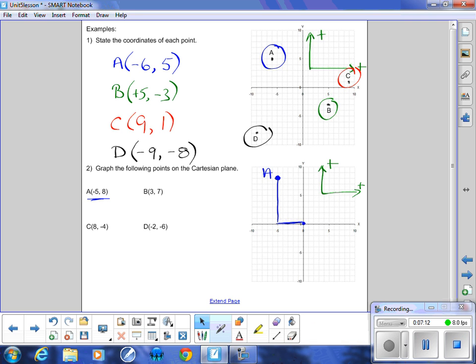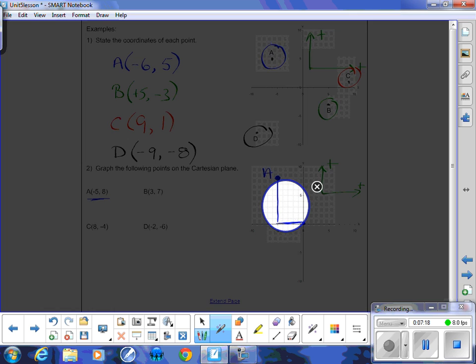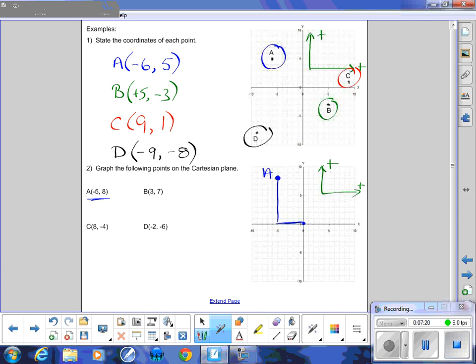Okay? So this stuff is optional. You don't have to use your pencil. You don't actually have to draw those lines in. You just do your counting. But I'm just doing it to show on the video how I got there.